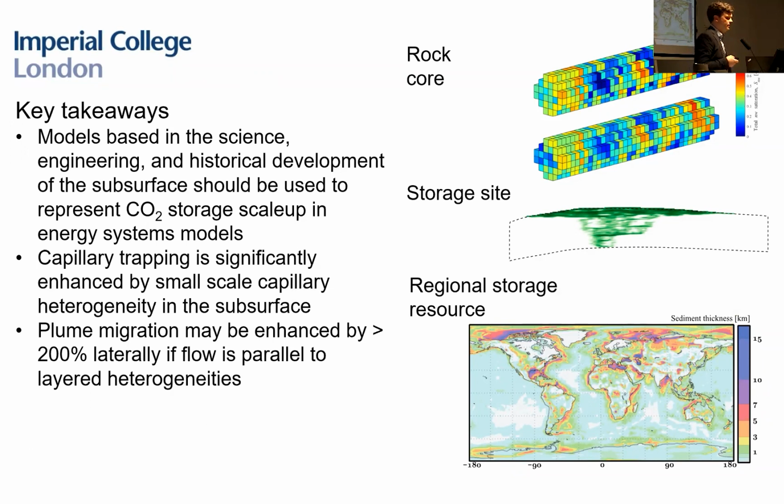The key takeaways here, from the kind of modeling we've been up to, are that we should be using models based in the science, engineering, and historical development of the subsurface to represent CO2 storage in energy systems models. It will bring much more plausibility to those models, much more realistic trajectories, which hopefully would put the narrative on the development of CCS back on a more positive trajectory itself.